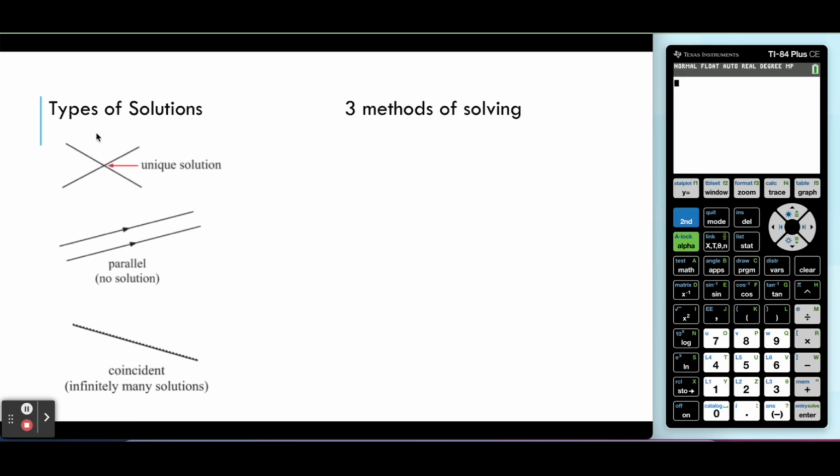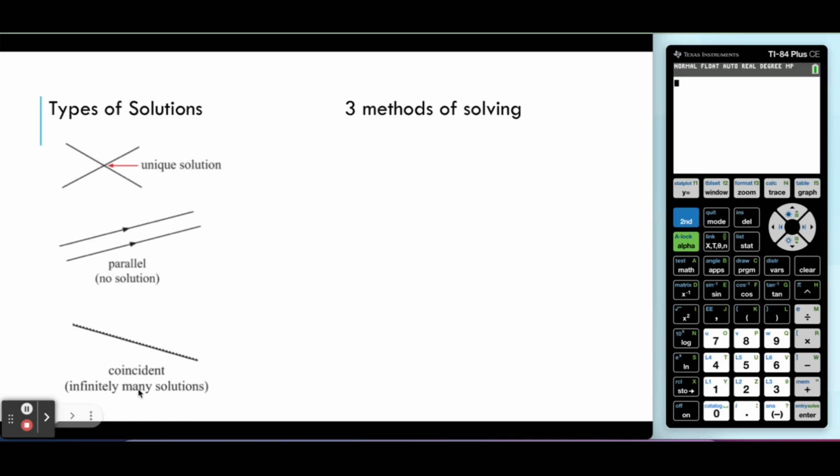There's three types of solutions. So you could have two functions, two straight lines that are intersecting at exactly one point. So this is going to be one solution. You could have no solutions. So if you have two lines that are parallel to each other, so they have the same slope, they're never going to intersect. So it's no solution possible.